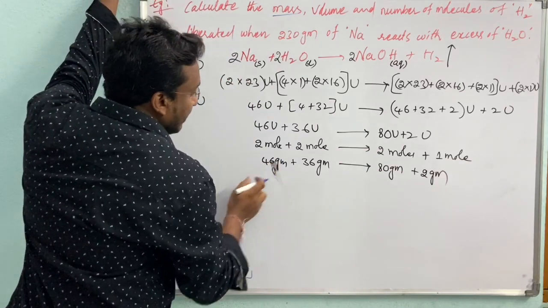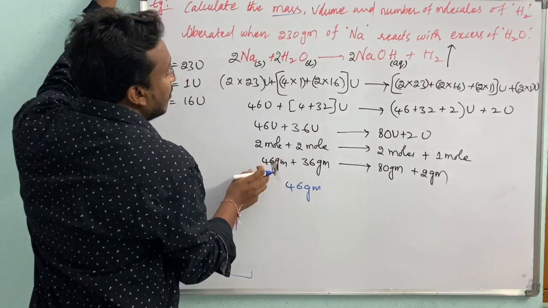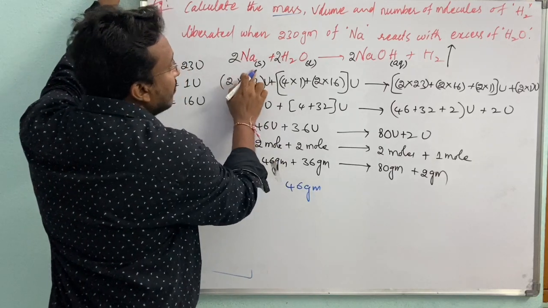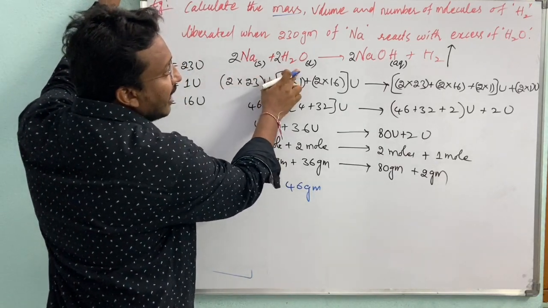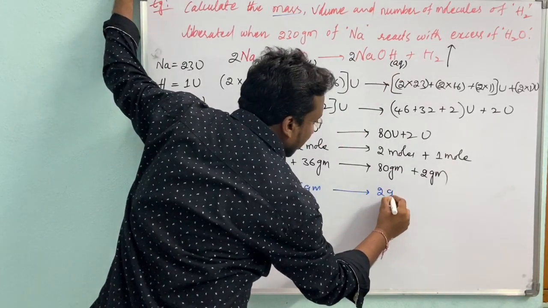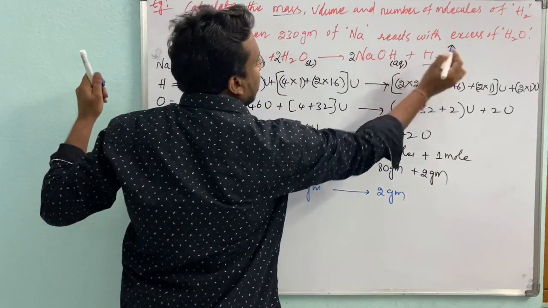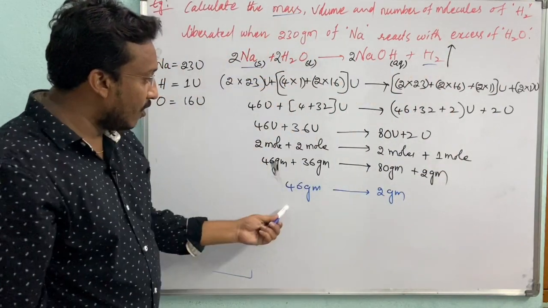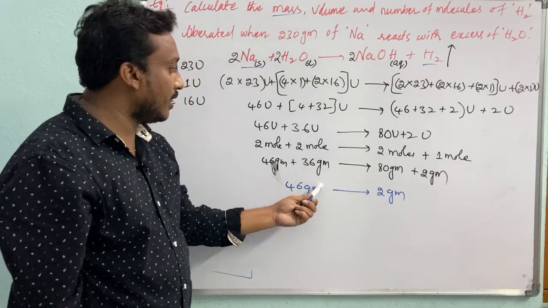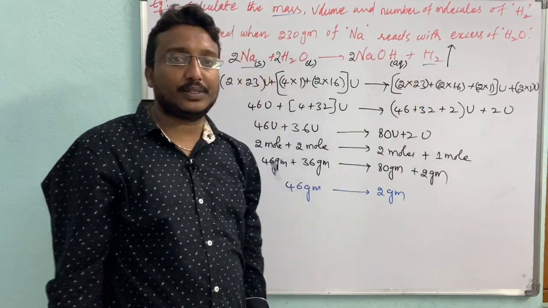Here, 46 grams of sodium reacts with water and liberates 2 grams of hydrogen, right? Got it. When 46 grams of sodium reacts with water, it gives 2 grams of hydrogen, got it.